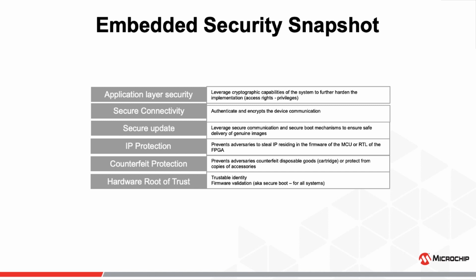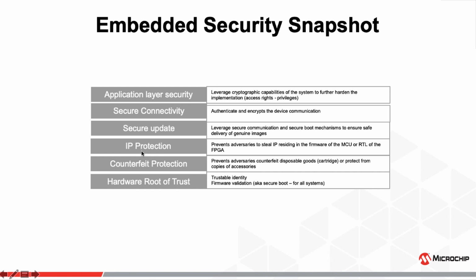So if we start this presentation, I want to give you a snapshot of embedded security. We'll start with the hardware root of trust, which is really composed of a secure boot and the identity of the system that represents the private key for a connected system. If you move up to the next layer, we can talk about counterfeit protections. That's basically when companies are trying to protect from counterfeit of disposable goods and protect from copies of accessories.